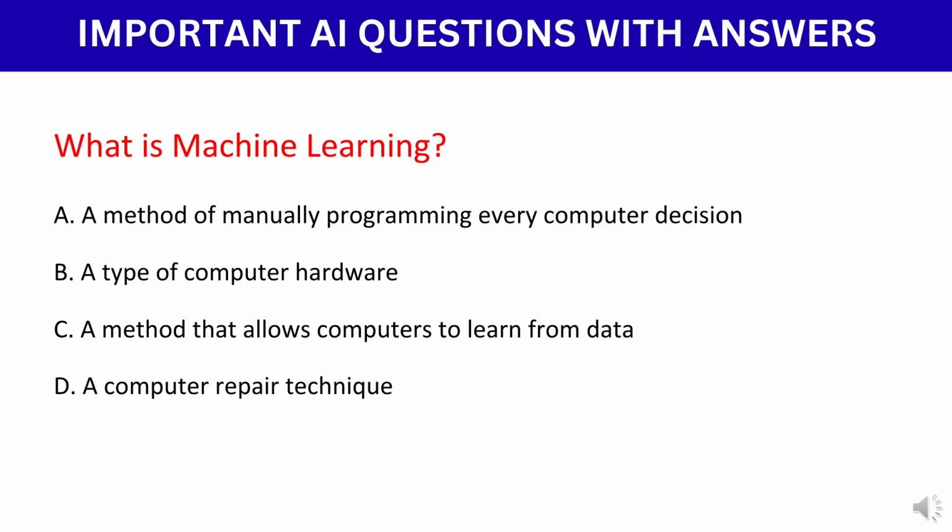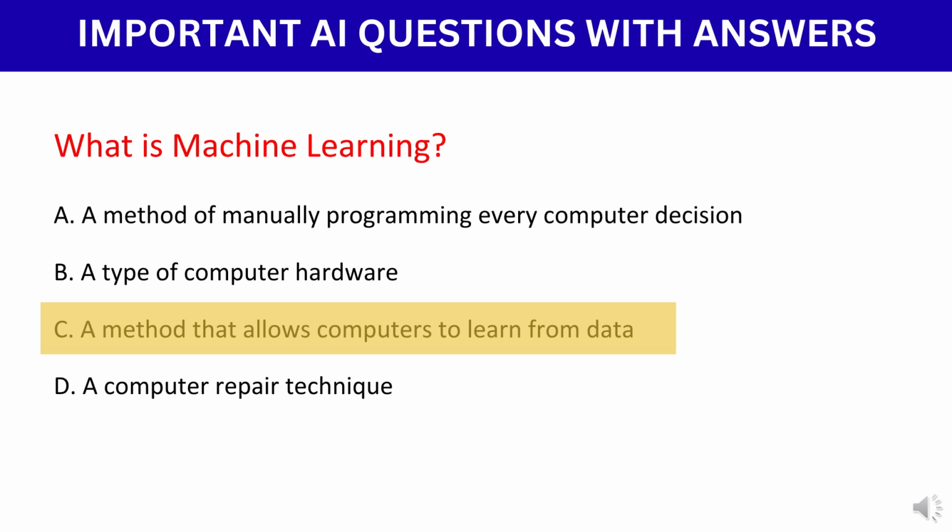Question number 2. What is machine learning? Option A. A method of manually programming every computer decision. Option B. A type of computer hardware. Option C. A method that allows computers to learn from data. Option D. A computer repair technique. The correct answer is option C. A method that allows computers to learn from data. Machine learning is a branch of artificial intelligence that allows computers to learn patterns from data and make predictions or decisions without being explicitly programmed for every task.